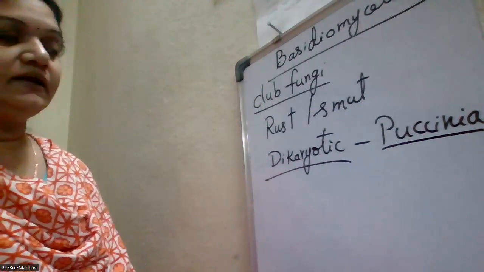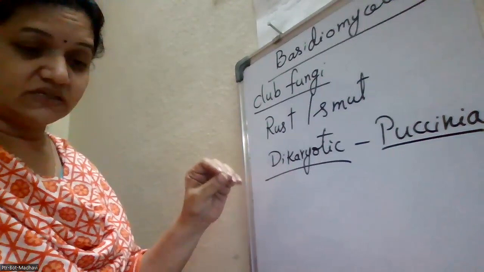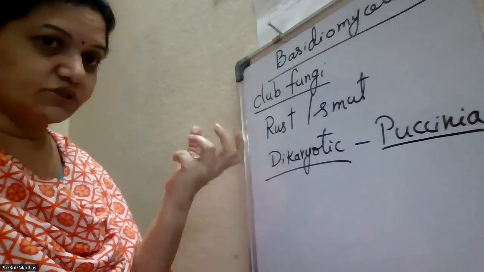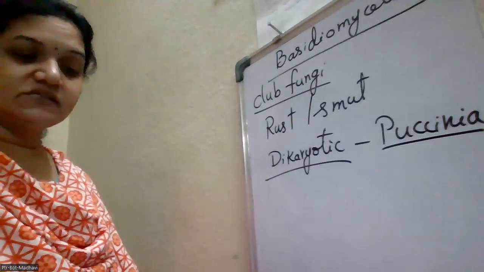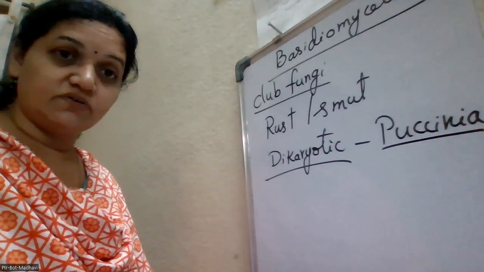After the fusion, the nuclei become the diploid zygote, and this diploid zygote produces, with meiotic division, the haploid basidiospores. The diploid structure present on the hypha is called the basidium, and it produces the spores called basidiospores. The basidiospores are produced outside the organism. So that is exogenous, not endogenous, not inside, only outside the organism. That is also one of the most important concepts to remember in basidiomycetes.